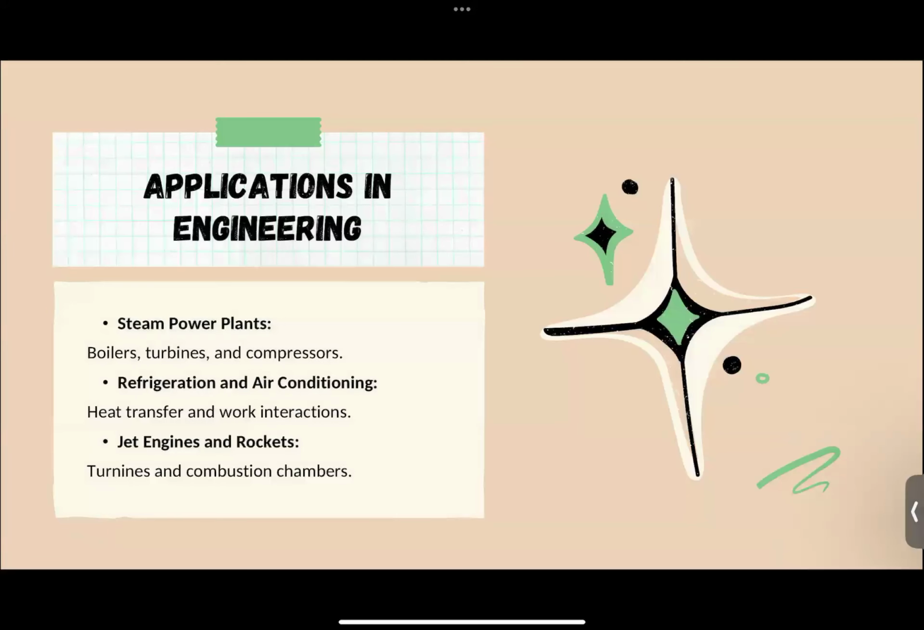And finally, to conclude, there are many different applications of the first law of thermodynamics in engineering. So one big application that we see in problems is nozzles, which increase velocity by decreasing pressure, and diffusers, which increase pressure by decreasing volume. Another is turbines, which extract work from a fluid, and compressors, which require work input to increase pressure.